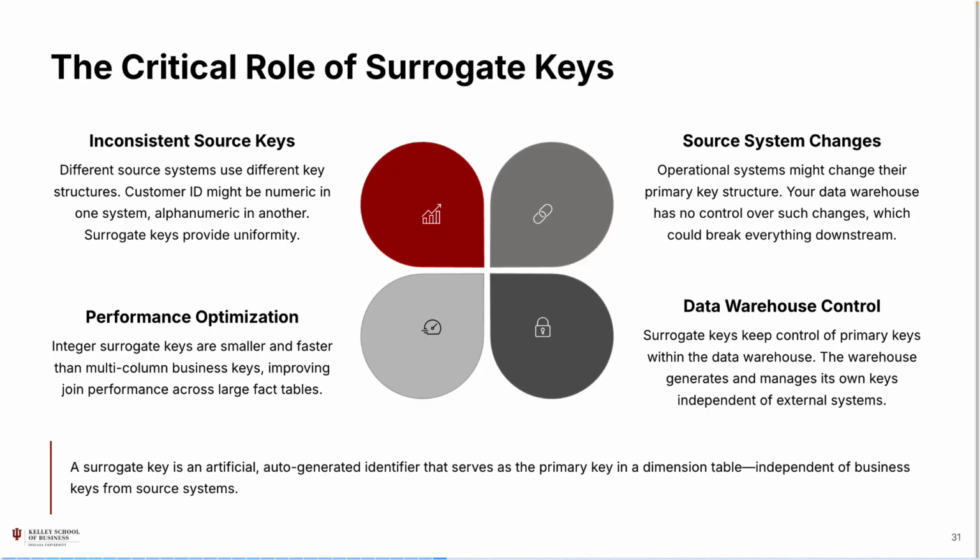Surrogate keys are important because they help ensure uniformity and insulation from source system chaos. Operational systems may change their primary key structure, and this could break everything downstream if you rely on those primary keys. So surrogate keys keep control of the primary keys within the data warehouse. In addition, small integer values are much faster than multi-column business keys when we perform joins across fact tables.